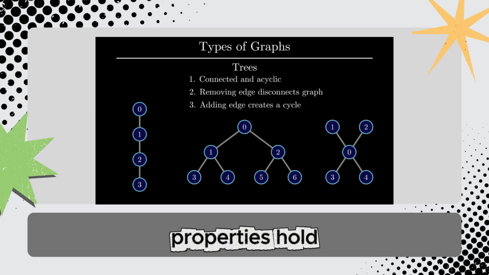Personally, I find verifying the second and third properties surprisingly satisfying. They really emphasize how fragile tree structure is, which I think is kinda cool.